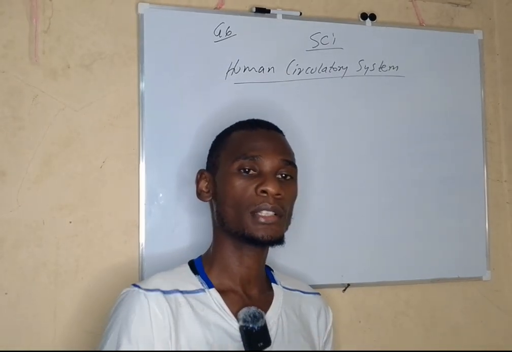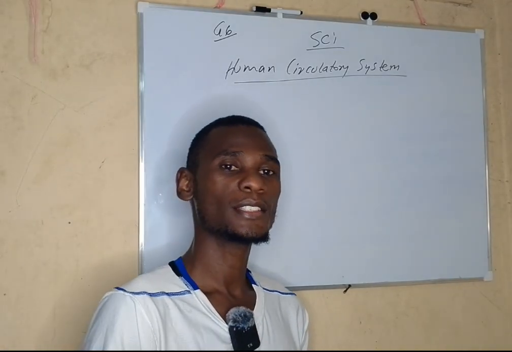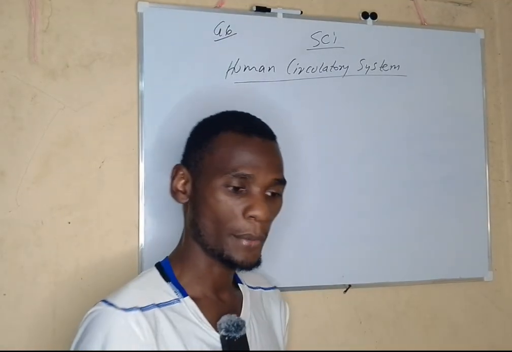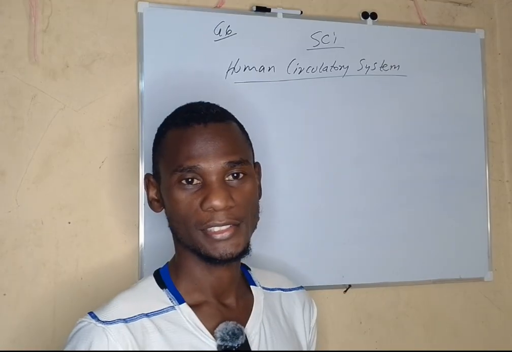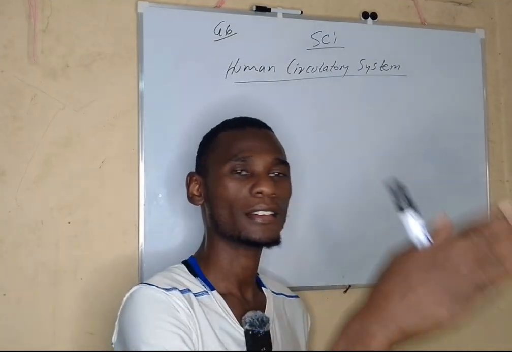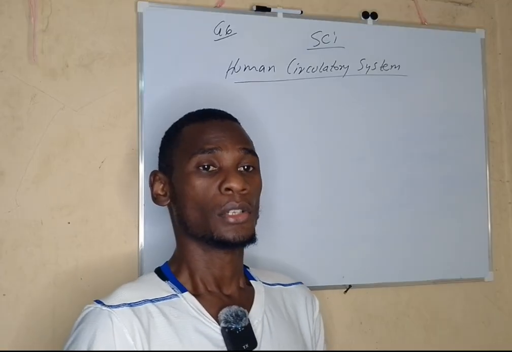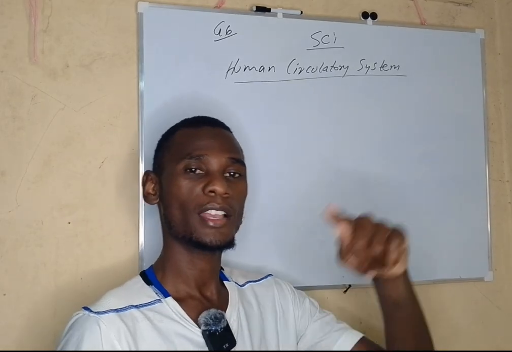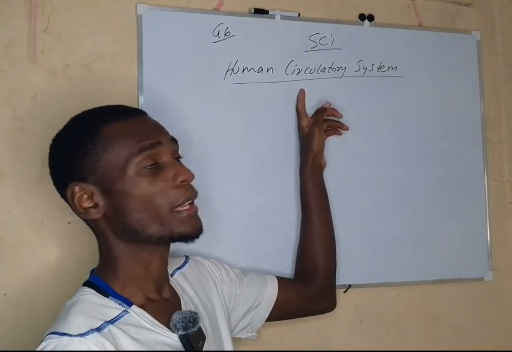Now, circulatory comes from the word circulate. Circulate means to go round. Going around, coming back, going around, coming back. That is, you are circulating. Sometimes they say you are circulating wrong information. That means you are spreading wrong information. So to circulate simply means going round, coming back, going again. That is where this word is borrowed.